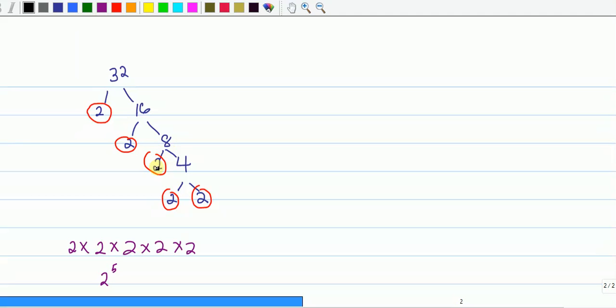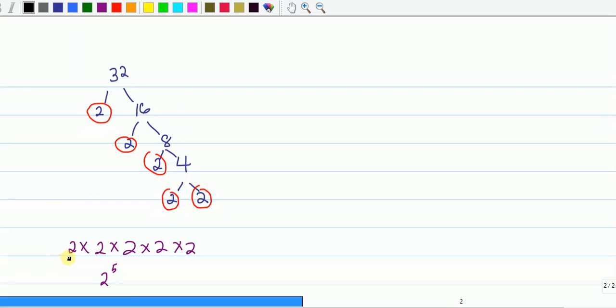All right, so can 2 go into 8? Yes, it can go in there. 2 times 4 will give us 8. We circle our prime numbers as we go. 4 can be broken down now into 2 by 2. So the prime factors of 32 are 2 times 2 times 2 times 2 times 2, or if we, even though we're not there yet, 2 to the 5th power.